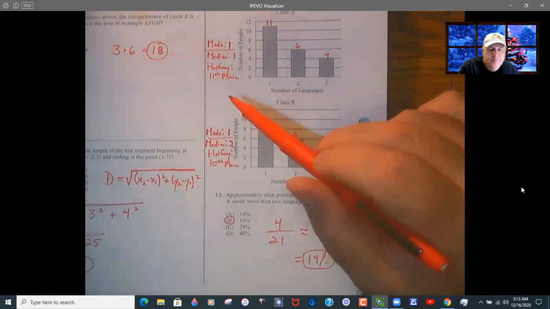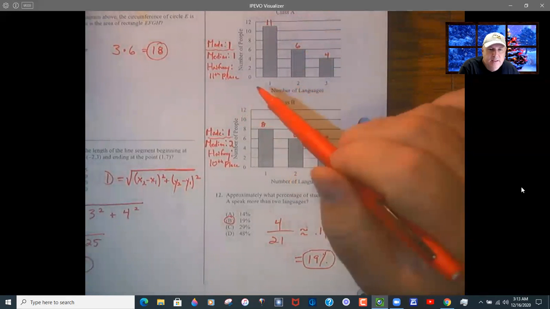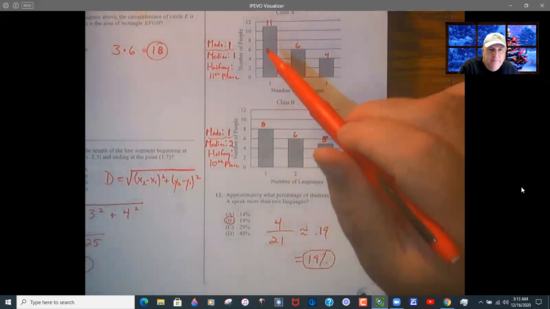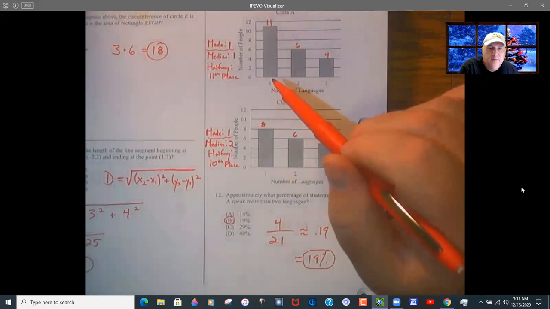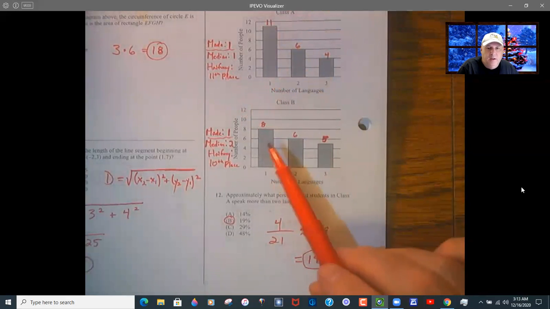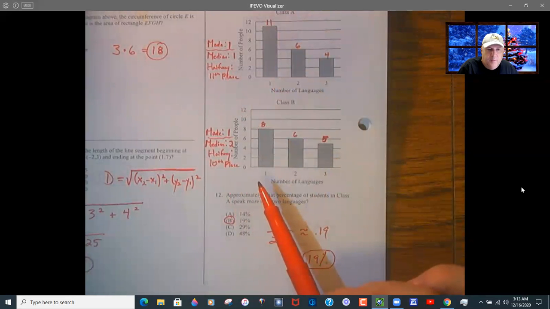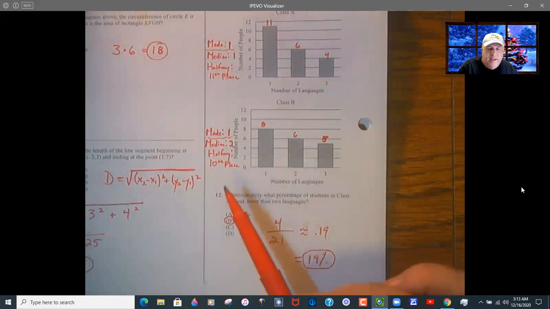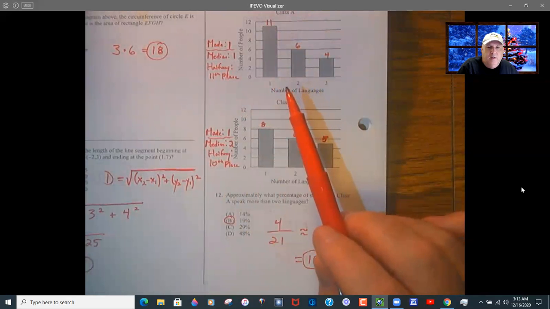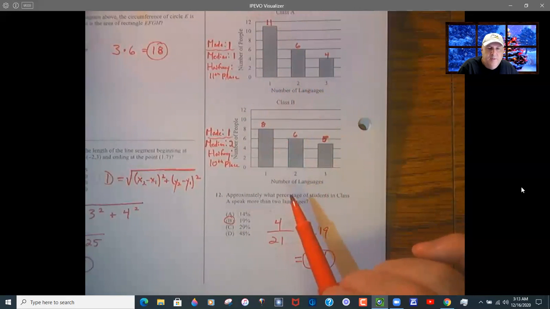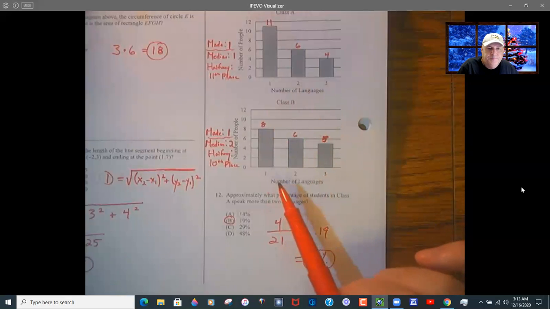11th place, because there's 19, is the middle position. So in 11th place is still 1. It's the end of the ones. Same thing here. You have 19. So 10th place is the middle position with a 9 on each side. Up here, it was 21. So 11th place with a 10 on each side is the middle position.